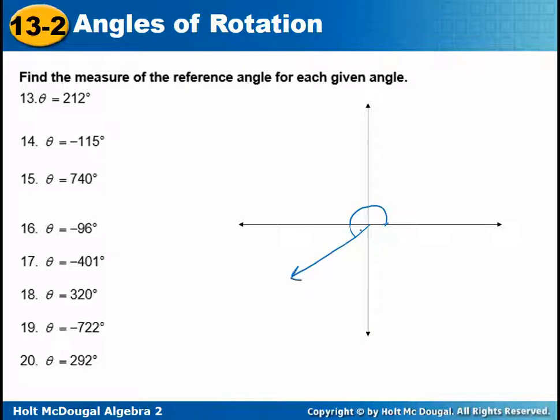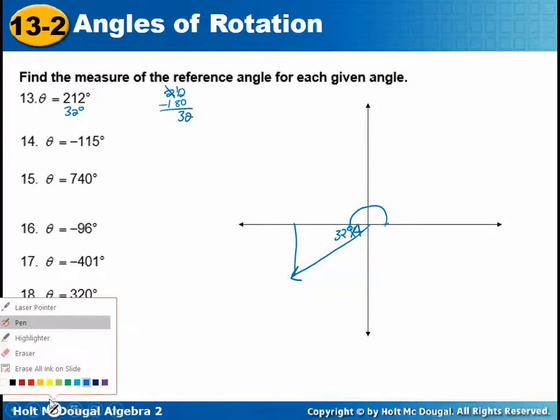Now I have to find the measure of this angle. So formed up with the x-axis, what is the measure of this angle? To find out, you're going to take 212 minus 180. So 32 degrees. So this would be 32 degrees. So you don't have to put positive or negative. These will all be positive when you do your reference angle.